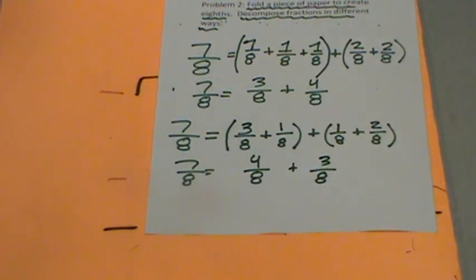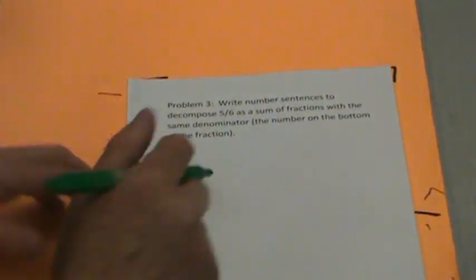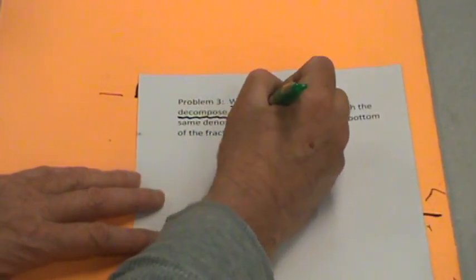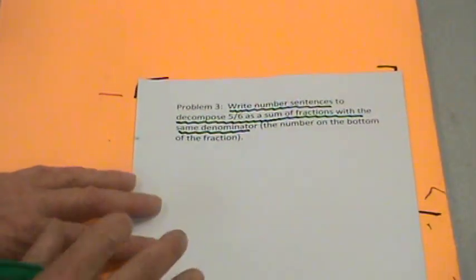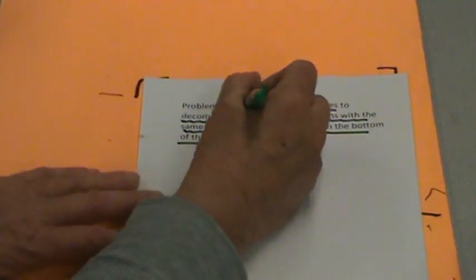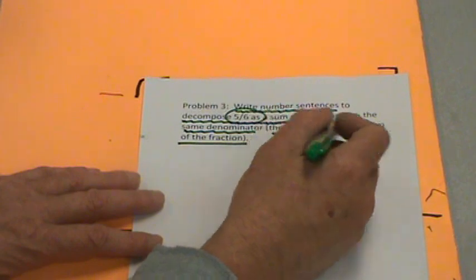And we're going to continue on with problem 3 in our concept development. And that's write number sentences to decompose 5/6 as a sum of fractions with the same denominator. There is that number. It's the number on the bottom of the fraction. We're going to call that a denominator. Say it with me to yourself. Denominator. So let's circle 5/6 as a sum of fractions with the same denominator, the number on the bottom.